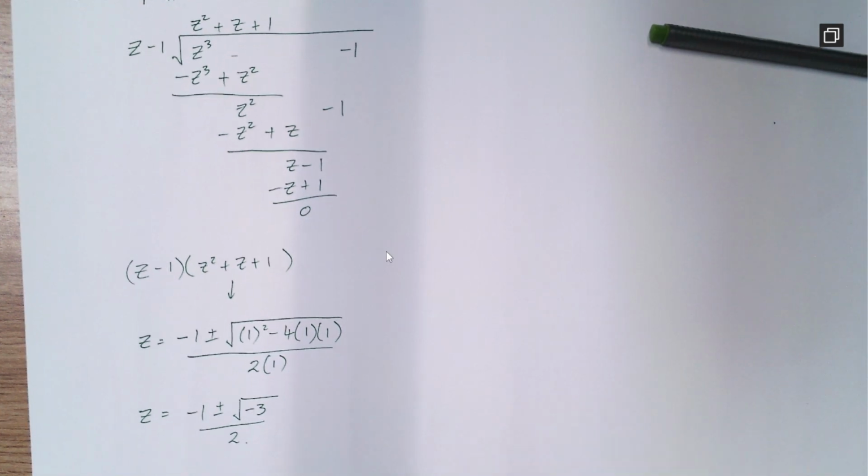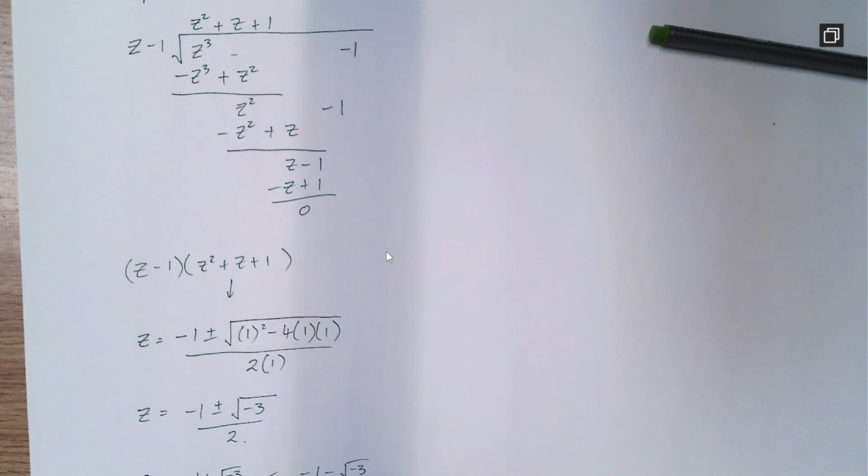Now, any complex solution should be given in the form a plus bi, where i squared is equal to minus 1. So this is the first complex root, with plus the square root of minus 3, and the second has minus the square root of minus 3.